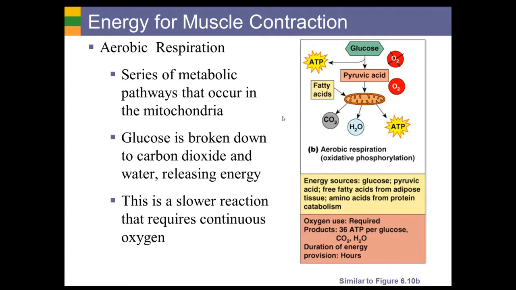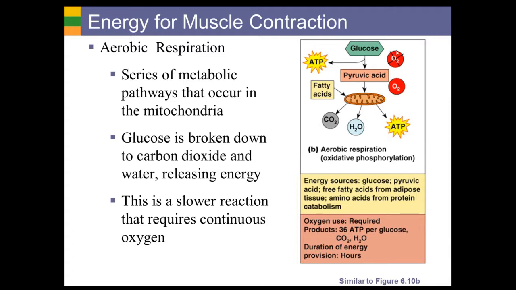When we initially started running, were we breathing hard? No. Did we have an elevation in our heart rate? No. But within that first 20 seconds, our heart rate has increased, our breathing has increased, and so now there's a significant amount of oxygen being delivered to our muscle cells in order to produce ATP through a process called aerobic respiration. So what happens is glucose or other molecules are converted to pyruvic acid in the cytoplasm.